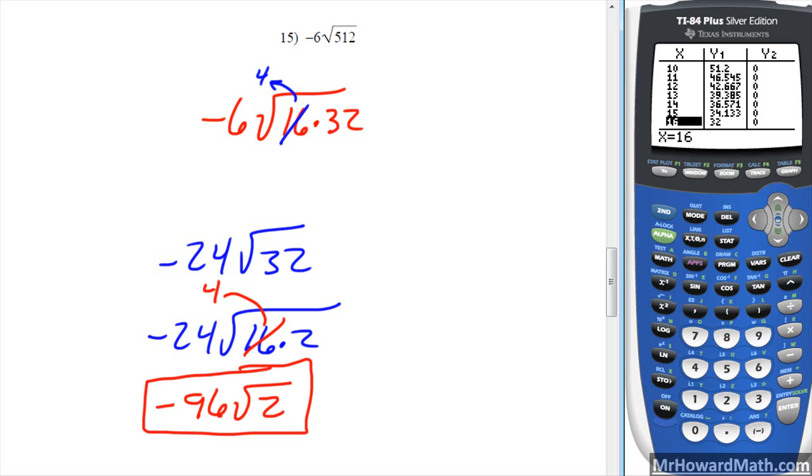I know that I'm done. It's fully simplified because the part left underneath the radical doesn't have any factors that have perfect square roots. So negative 96 square root of 2, final answer.